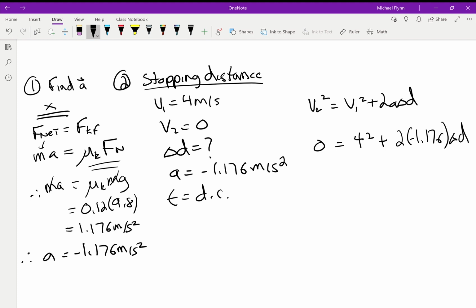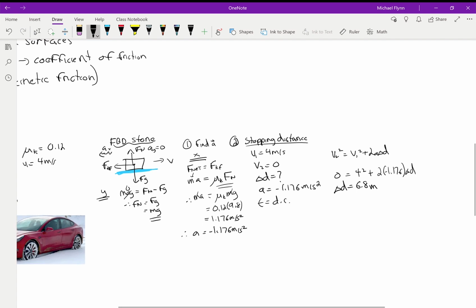I get 6.8 meters. Okay, so that's how far that stone is going to travel, and it's going to slow down because of friction and then stop. Okay, so that's a typical problem with kinetic friction, and that's it.